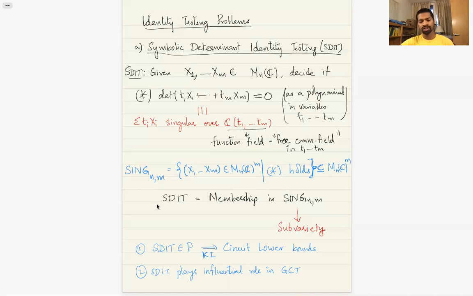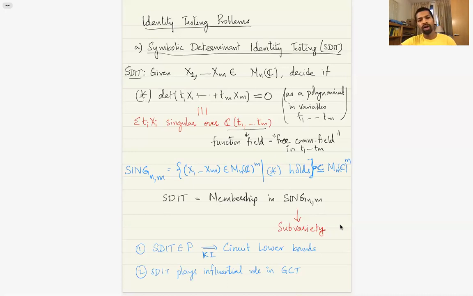And the observation is very simple: symbolic determinant identity testing you can think of as membership in this particular subvariety. The one thing that I hid behind the door is that this particular subset that I defined to you, this subset of m tuples of n by n matrices, is actually a subvariety, in the sense that you can describe it as the zero locus of a collection of polynomials.